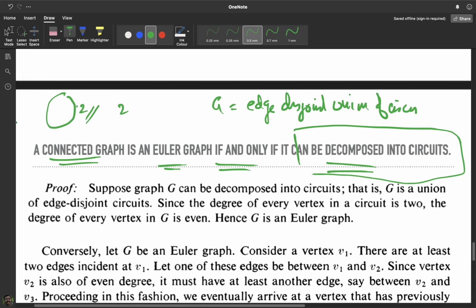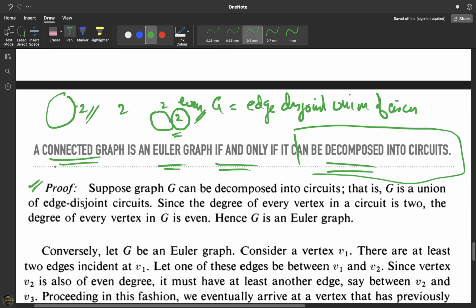Suppose a vertex is lying here, it can be part of one circuit here, and it can be part of another circuit here also. When it is part of this circuit, its degree is 2, when it is part of another circuit, its degree is 2. So in totality the degree of that vertex should be even. So since every vertex is part of a circuit and all edges are part of a circuit, the degree of every vertex is even, and since in a connected graph if the degree of every vertex is even, you know that it is Eulerian from the previous result. Hence we can say that if a connected graph can be decomposed into circuits, then it is an Euler graph because the degree of every vertex is even. It's a very simple idea.